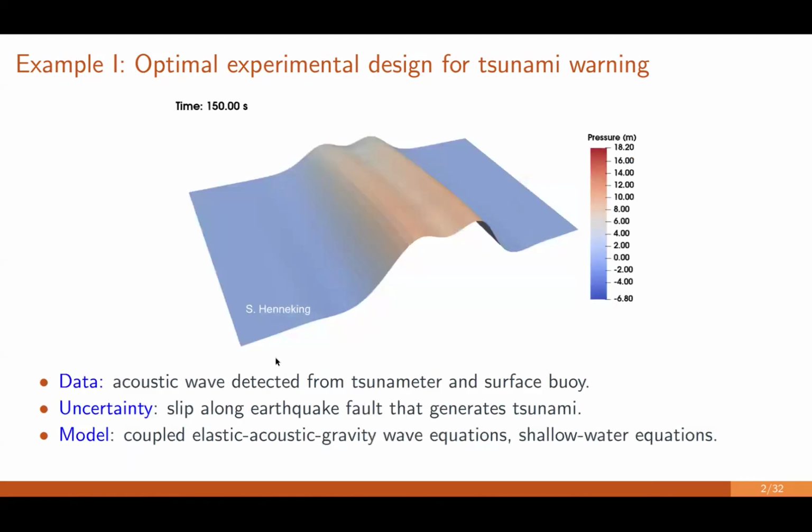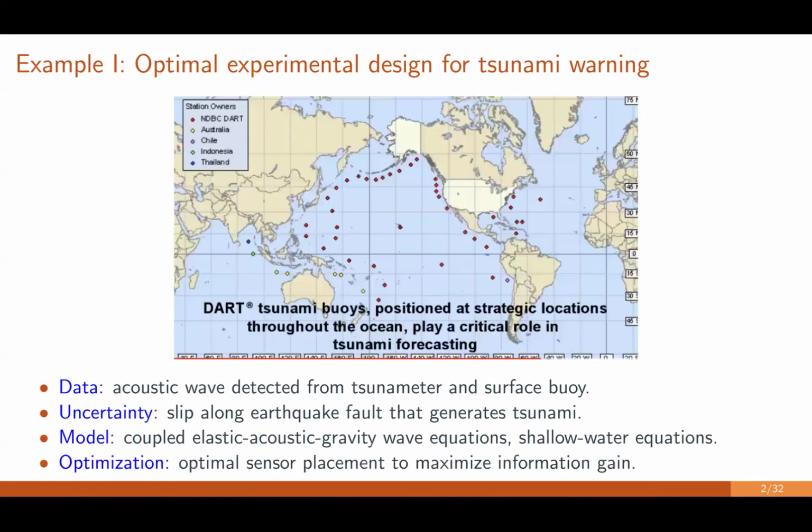To properly model this system, we can use coupled elastic acoustic gravity wave equations for the propagation of the water, from where it got excited to the coast city. Or, let's say, we can use shallow water equations. This is one of the simulations of the acoustic gravity equation, where it gets excited from here, and then it moves away from this center.